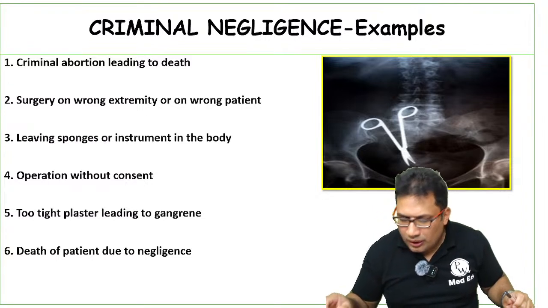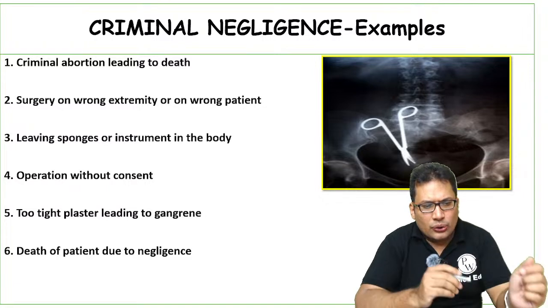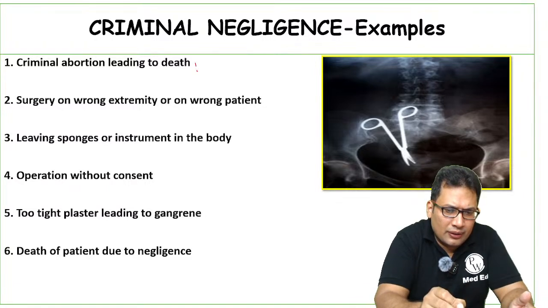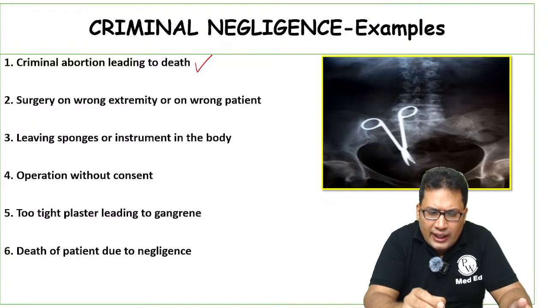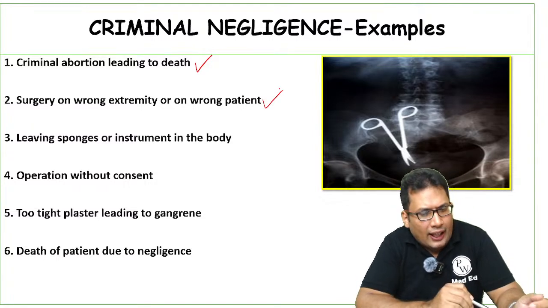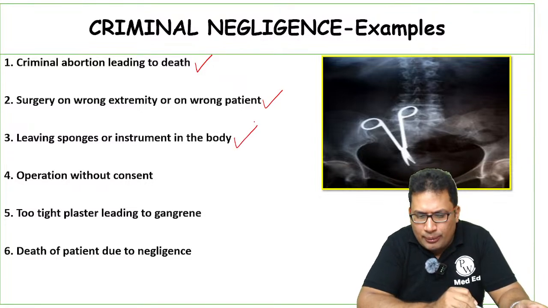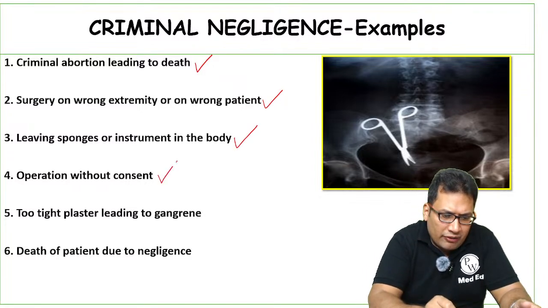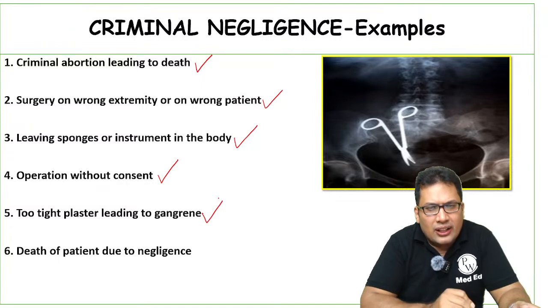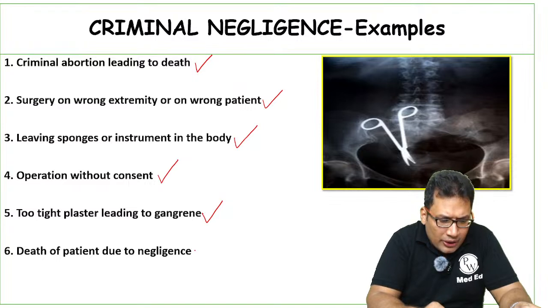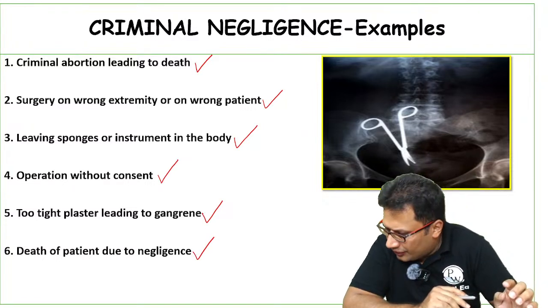Yes. So we discussed criminal negligence. What are the examples? Criminal abortion leading to death can be criminal negligence. Surgery in the wrong extremity or wrong patient can be criminal negligence. Leaving a swab or instrument can be criminal negligence. Operation without consent can be criminal negligence. Too tight plaster leading to gangrene. Death of patient due to negligence. All these are examples of criminal negligence.